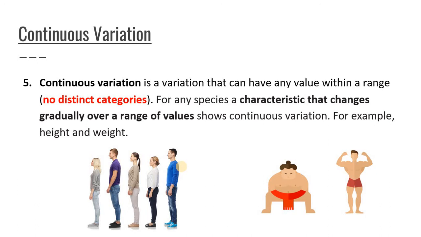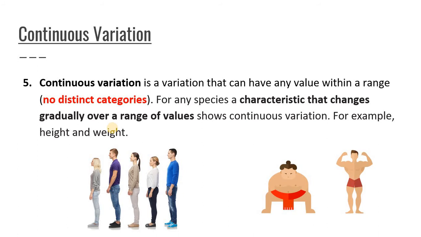The second type of variation is called continuous variation. So what is continuous variation? Continuous variation is a variation that can have any values within a range. That means they do not have distinct categories. For any species, a characteristic that changes gradually over a range of values shows continuous variation. The two examples of continuous variation would be height and weight.